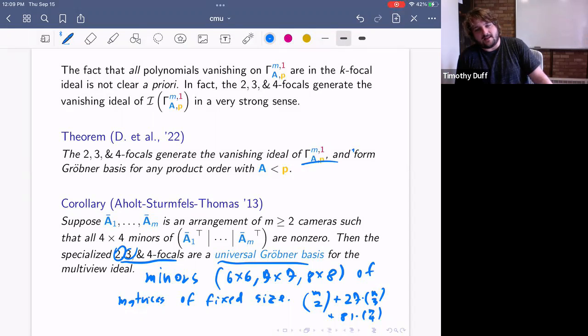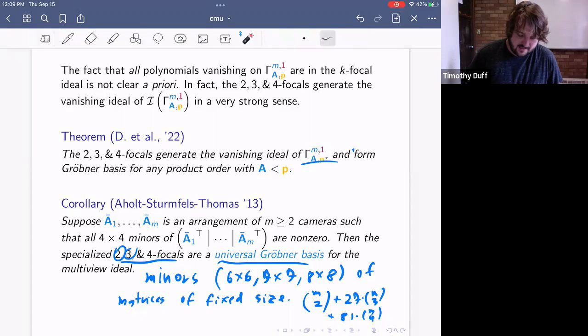But it's closely related to this thing we were talking about before, where you don't want 2 cameras on top of each other. So you want the camera centers to be distinct. In fact, up to the group action, if the camera centers are all distinct, you can apply a transformation so that this genericity condition, which I guess you could call minor genericity, is satisfied.